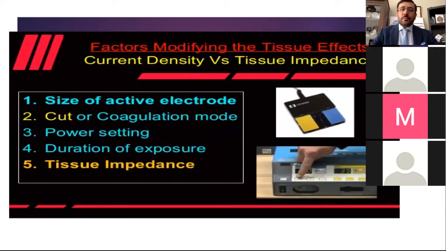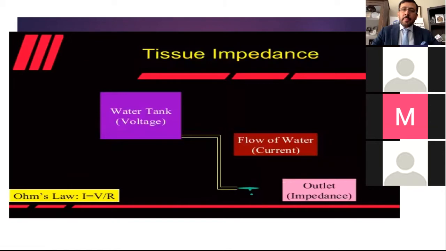So if we see factors modifying the tissue effect: current density versus tissue impedance, size of active electrode, that is important, cut or coagulation mode, power setting, duration of exposure, tissue impedance. You know all better than me. So we adjust this power, 30, 40, 45. It depends on you. But in laparoscopy, this is not like open, so a little less. And also the size of the active electrode, how much tissue you take, the small size will be more effective. That is also some points, some tricks, when you are going to do this. And again, Ohm's law, if you remember.